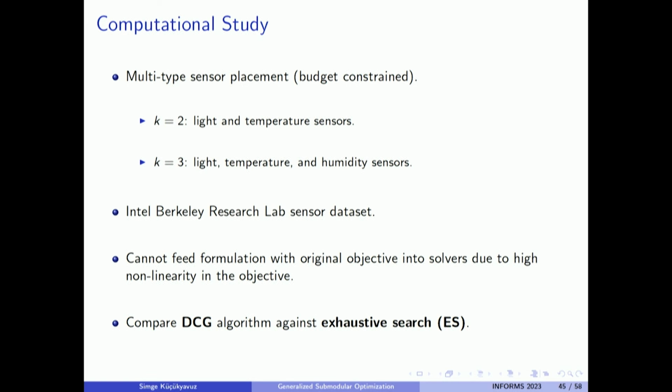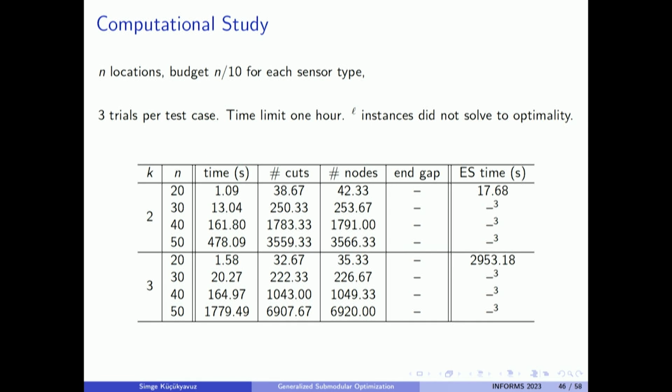So again, we had data sets from Intel Berkeley Research Lab that contain multiple sensor type measurements. The objective function is that entropy function that I showed you, which is highly nonlinear, and we're not able to enter that into Gurobi, unlike my concave case when I could turn that into an SOCP. This one, I cannot enter it into the solvers. So my only benchmark is that exhaustive search that I talked about, the one that tries to enumerate all possibilities and pick the best. Otherwise, we don't have a benchmark, even an algorithm that could solve this exactly.